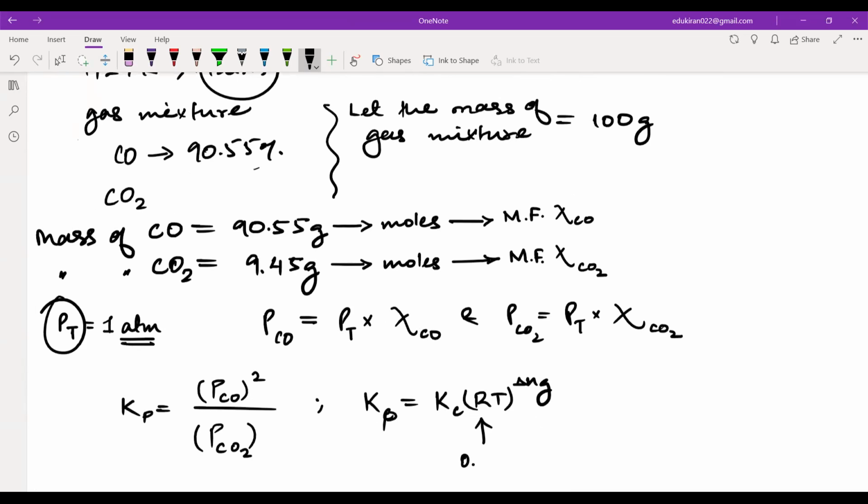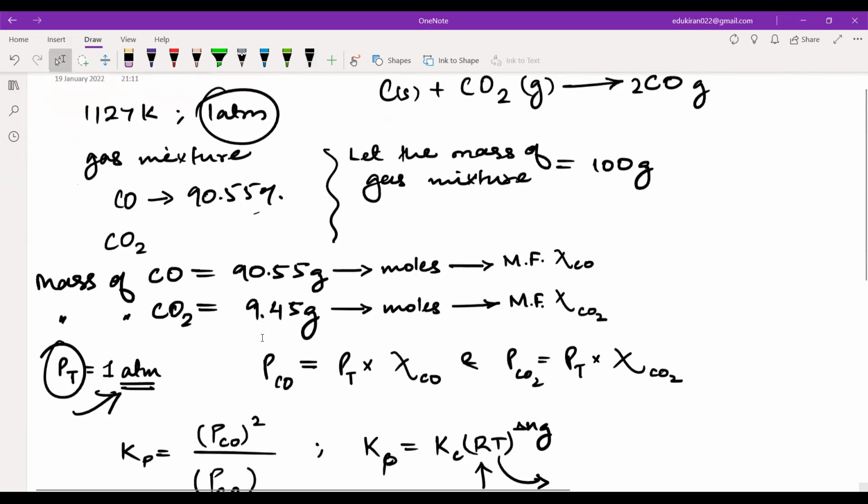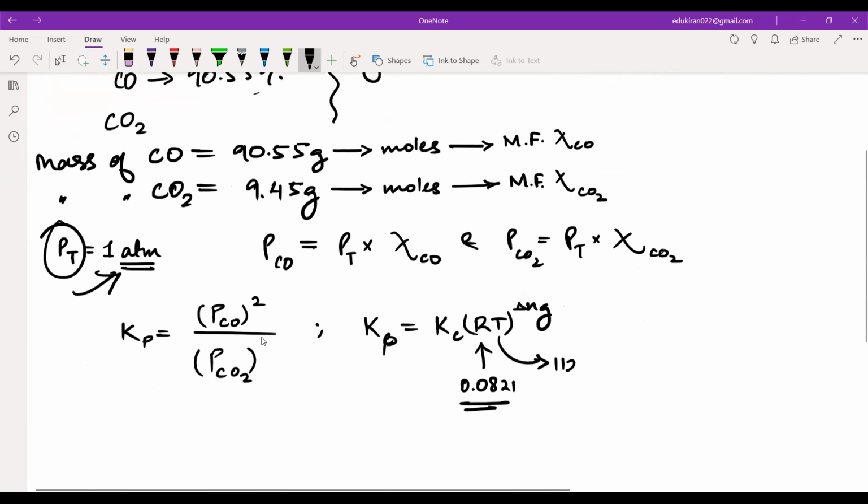0.0821. Why? Because the pressure is given in ATM. The temperature they have also given, how much? 1127, right? They have given the temperature 1127.